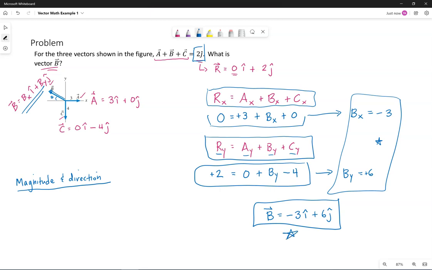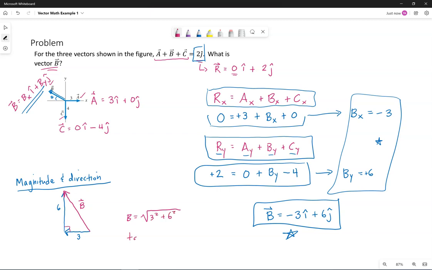Again, I highly recommend drawing out what your answer means. So our answer, vector B, points to the left by 3 and up by 6. So vector B itself points up and to the left. Having this nice little triangle makes it really easy to remember. The magnitude is Pythagorean theorem.